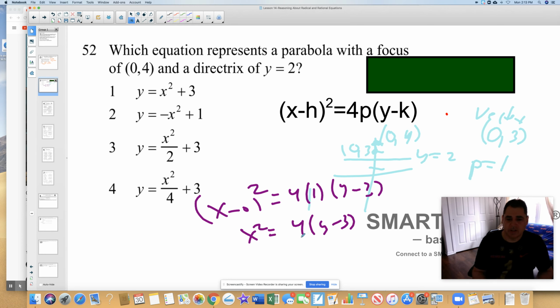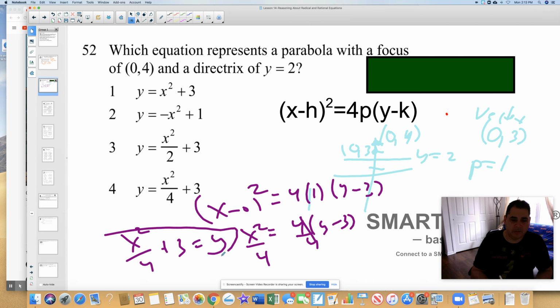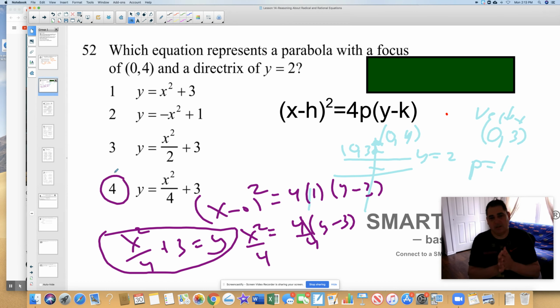So x minus 0 is x, so x squared is equal to 4 times y minus 3. Now you're taught to distribute, but when we were doing these problems, it was easier to divide by 4 first. So now you have x squared over 4. I'm going to bring the 3 over. Plus 3 is equal to y, and there's my equation. Looks like it's choice 4. All right, nice review on directrix and focus. We haven't done that in a while.